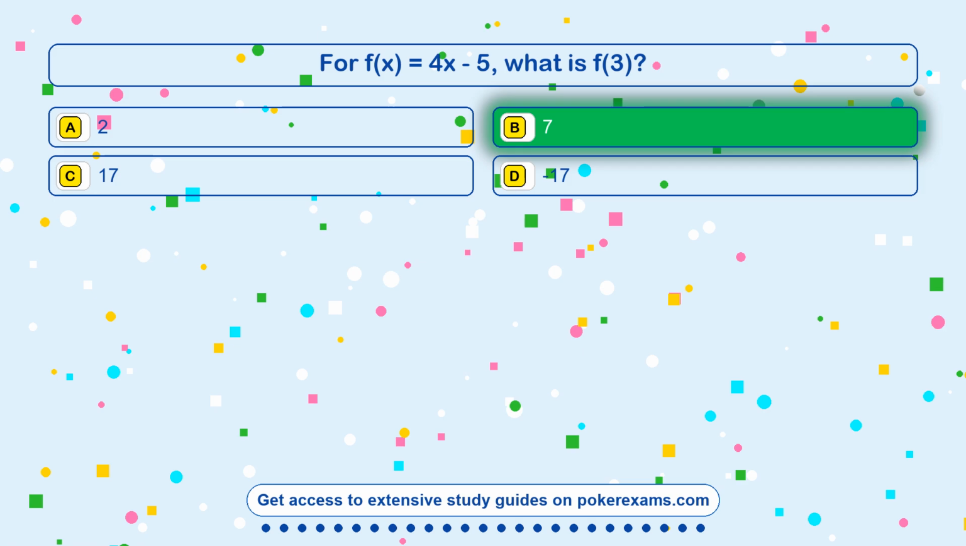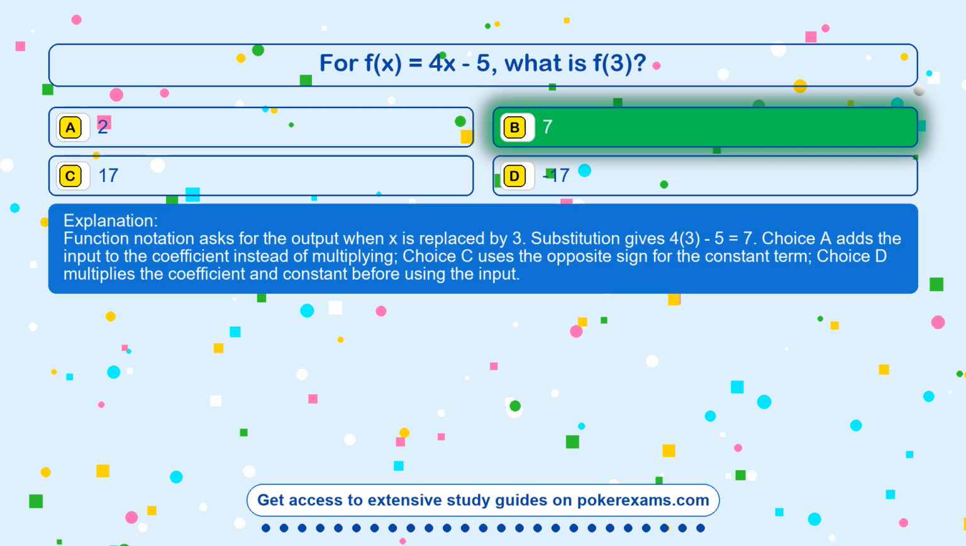The correct answer is option B, 7. Function notation asks for the output when x is replaced by 3. Substitution gives 4 times 3 minus 5 equals 7. Choice A adds the input to the coefficient instead of multiplying, choice C uses the opposite sign for the constant term, choice D multiplies the coefficient and constant before using the input.